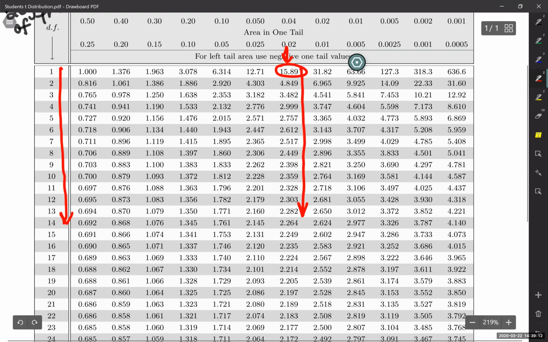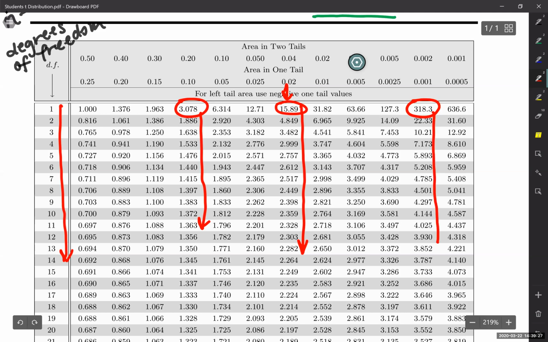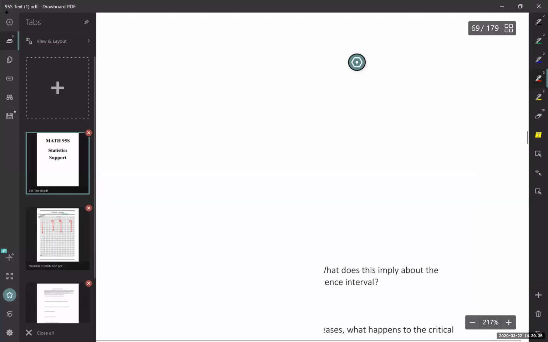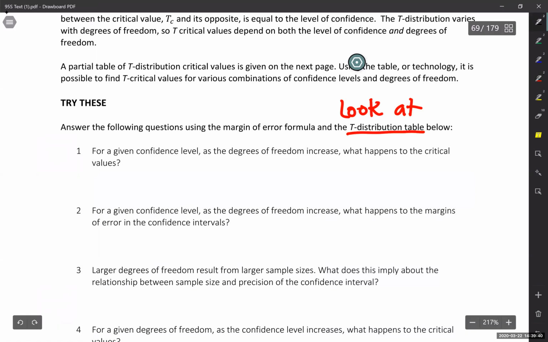And we could check another column if you think that just happened that way. Just pick another column, and even with these big numbers over here on the right, as you go down, you can see that the critical values get smaller. So as the degrees of freedom increase, they get smaller.